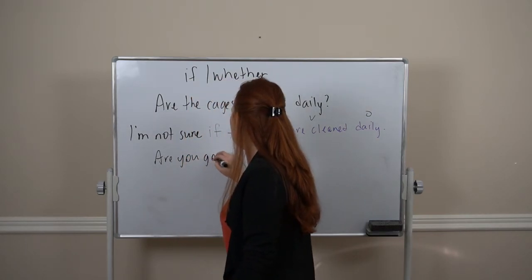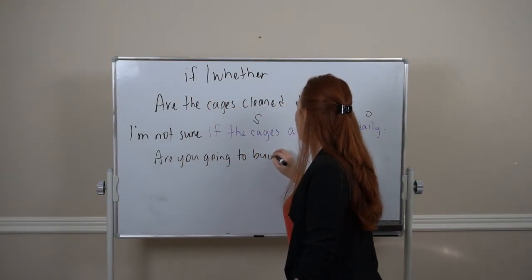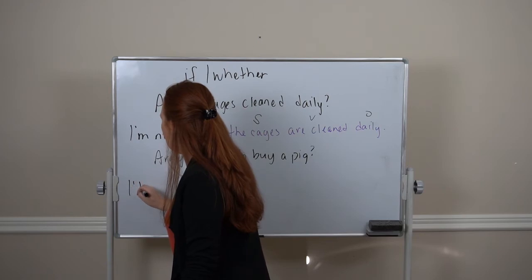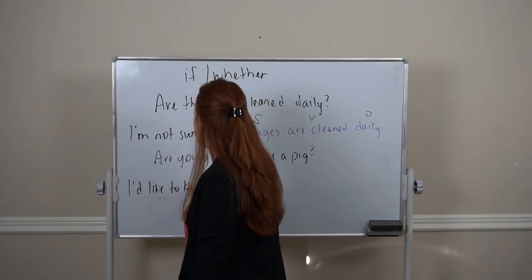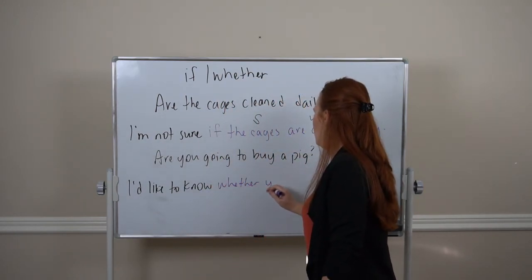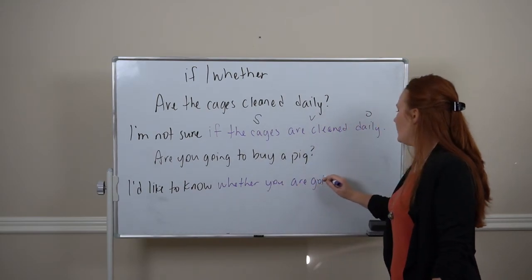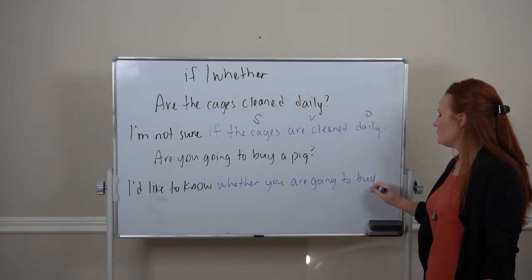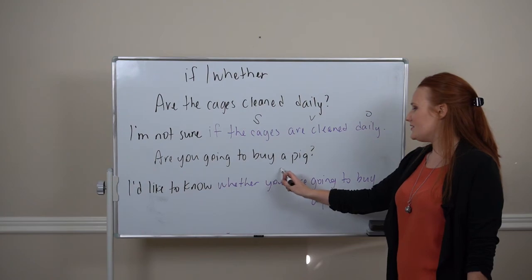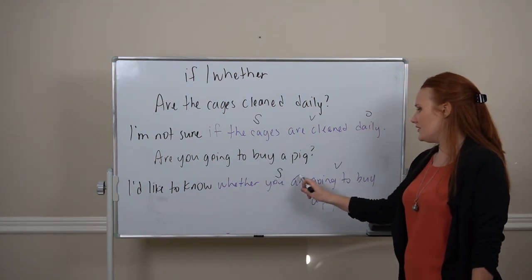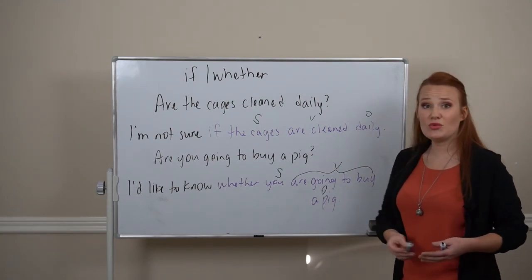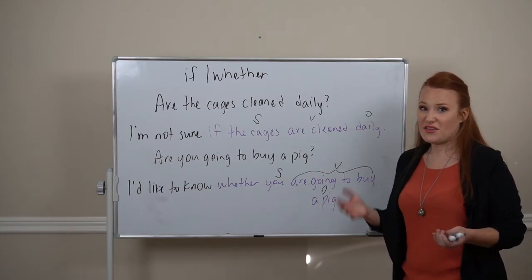Are you going to buy a pig? I'd like to know whether you are going to buy a pig. So this one has a whether at the beginning, but it's still subject, then verb, this one is a long one, and object, a pig. So same rule for both question types, just the first word will change.